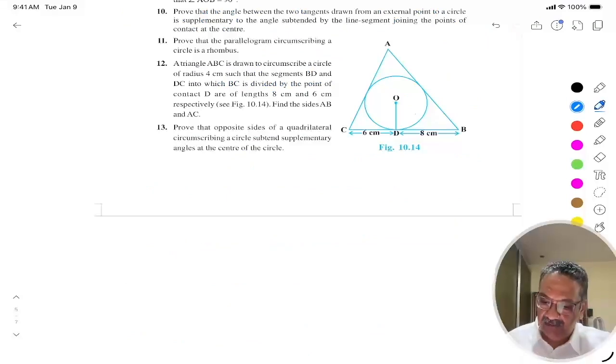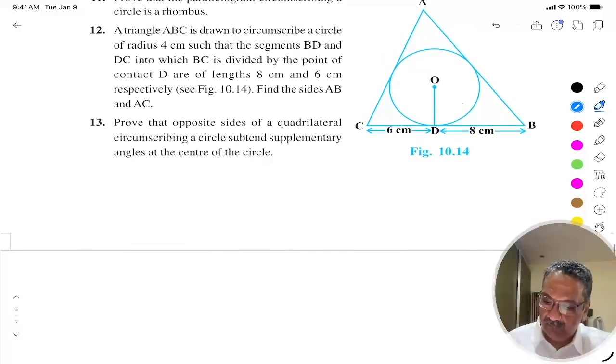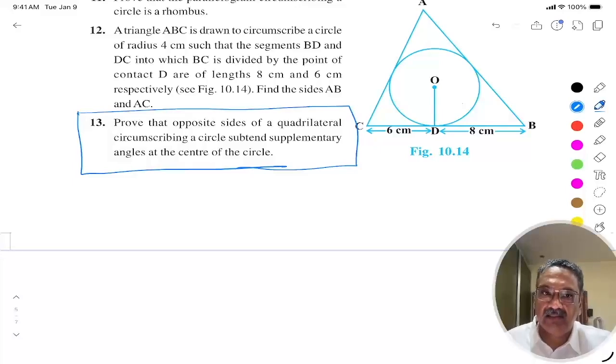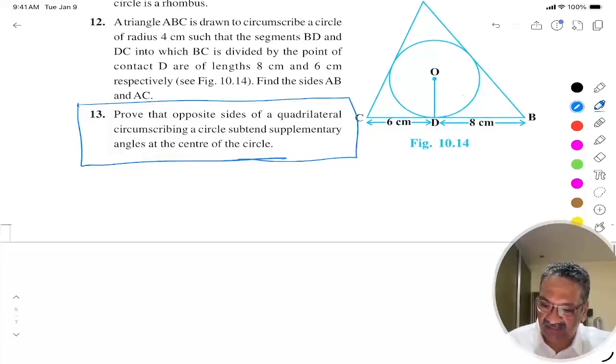Now let's come to the 13th question. What does it say? Prove that opposite sides of a quadrilateral circumscribing a circle subtend supplementary angles at the center of the circle. Okay. So same, you have to understand the question first.